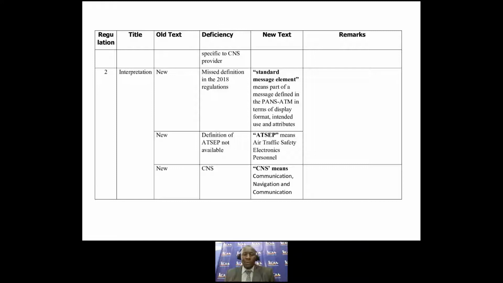Similarly, we have the use of the word ATSEP in the regulations, but it was not defined. CNS now appears because instead of Air Navigation Service Provider, we are replacing it with CNS. So we have the acronym, what it stands for. CNS means communication, navigation, and surveillance. So that has been put in the interpretation.